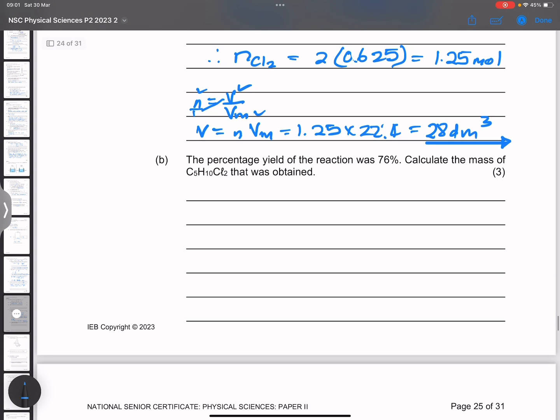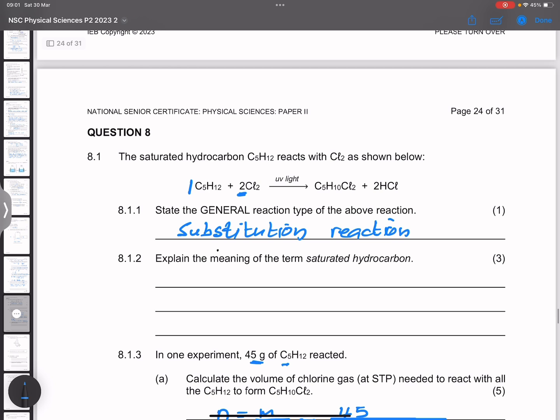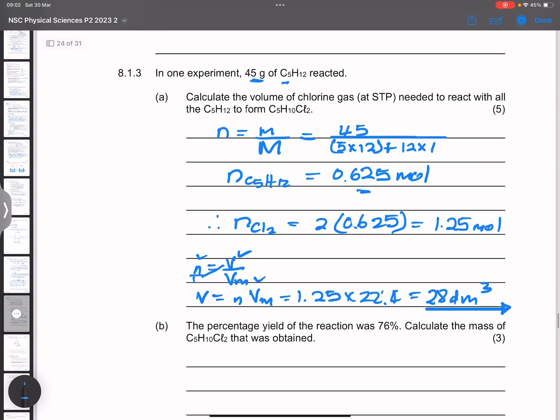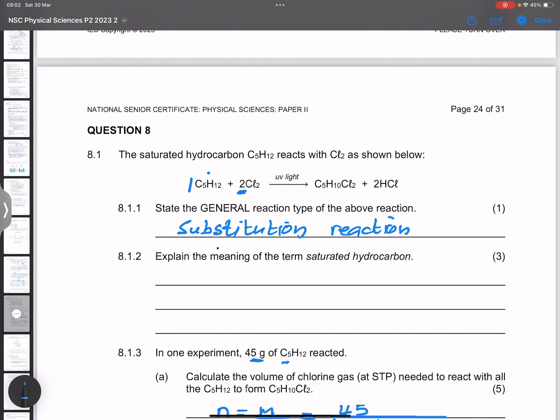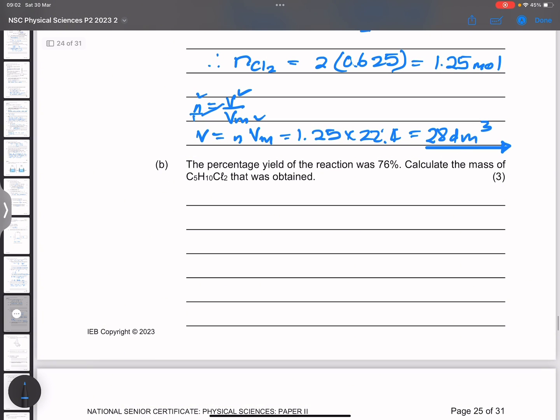Now they say to us the percentage yield of the reaction was 76%. Calculate the mass of C5H10Cl2 that was obtained. Now note, ladies and gents, the first thing that we're going to do, I want you to please note that we are going to consider the number of moles of the C5H12 that we used. We got that number of moles, we said that's 0.625. But what we find out is for every one of this, we get one of that, which means therefore that the number of moles of, I don't know what that would be, perhaps 1,2 dichloro pentane, right?